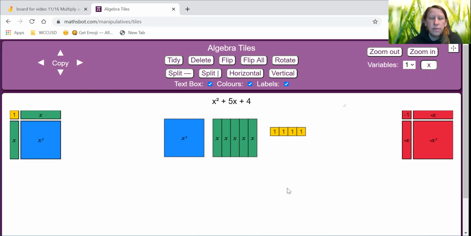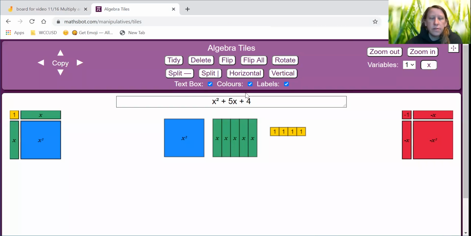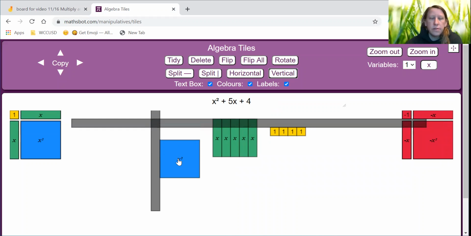And I have to rearrange these into a rectangle. My x squared plus 5x plus 4. That's what that looks like. And I'm going to rearrange them into a rectangle. This time I'm going to put my horizontal and my vertical in first so that I can kind of see. We always put our x squared in the upper left-hand corner. And then we play around with these. We also put our constant kind of down here. Ooh, 4 is a square number. I can make them into a square.